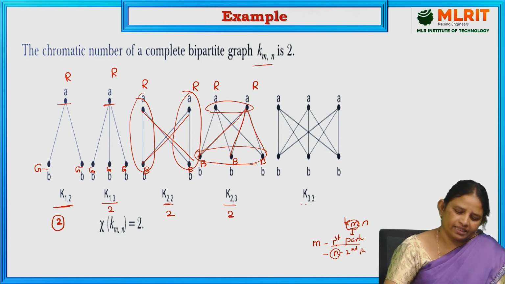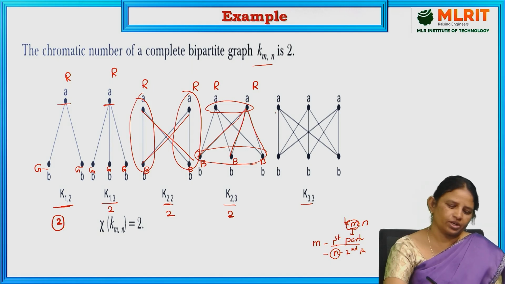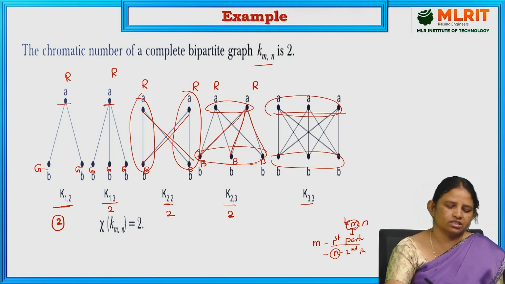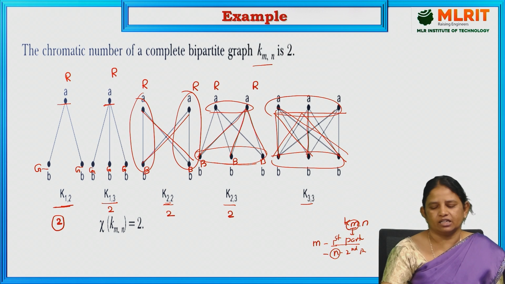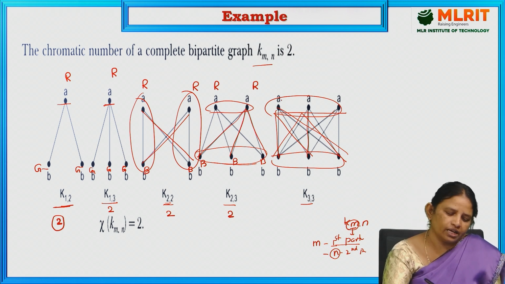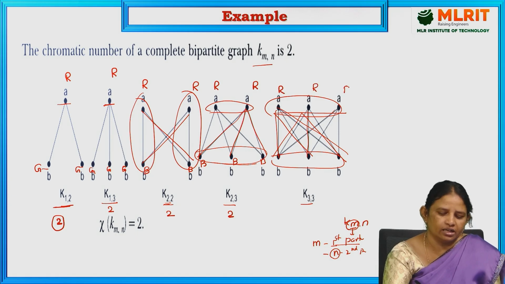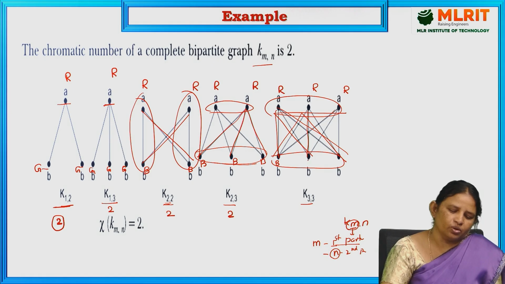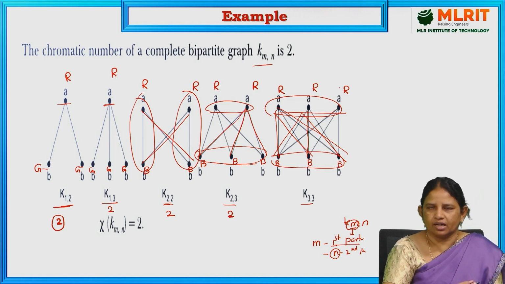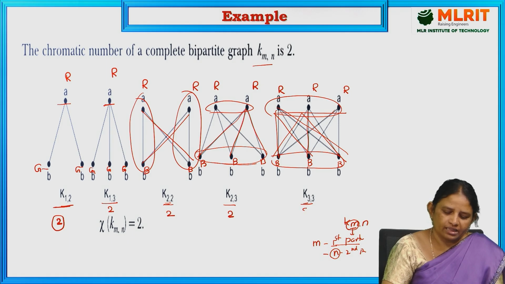Next, K33. That means 3 vertices are present in the first partition and 3 vertices are present in the second partition. Each A is connected to all the B vertices, so it is a complete bipartite graph. What is the color for A? We can use red color. All A's are colored with red and all B's with blue, because A's are not adjacent to each other, we can use the same color. So the chromatic number for K33 is also 2.